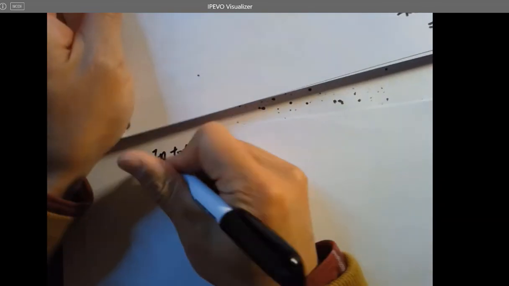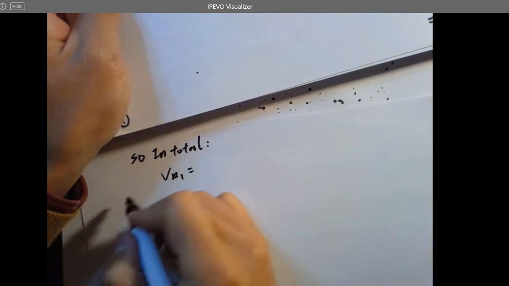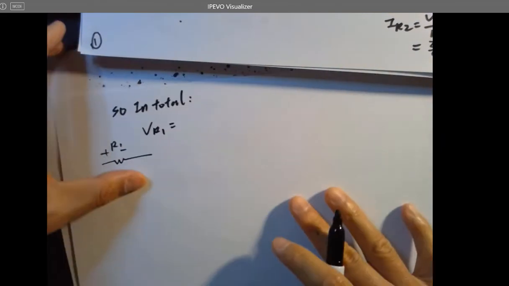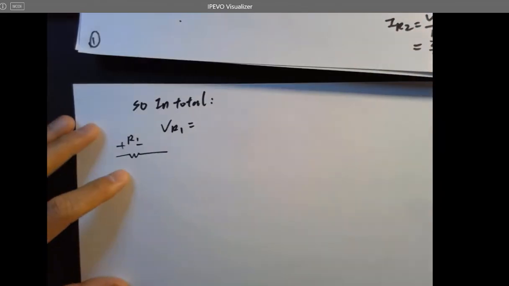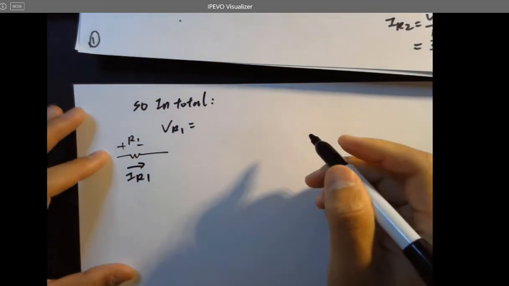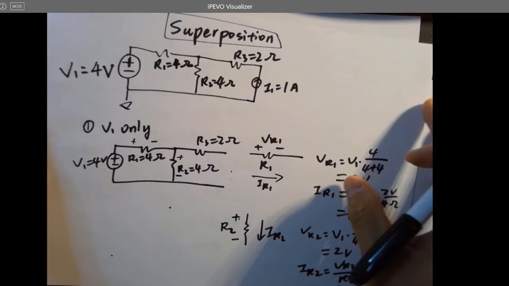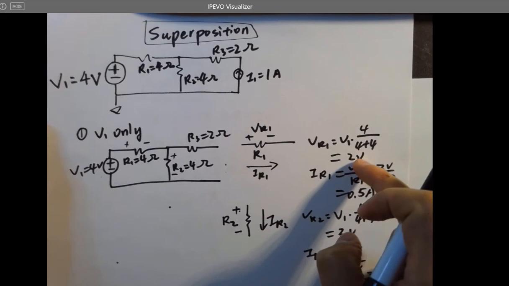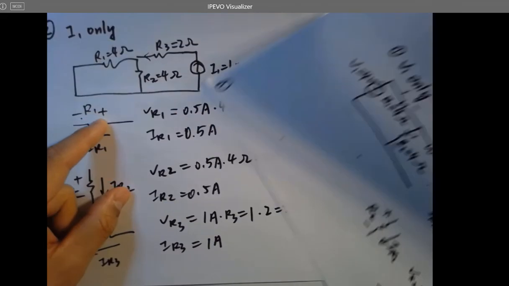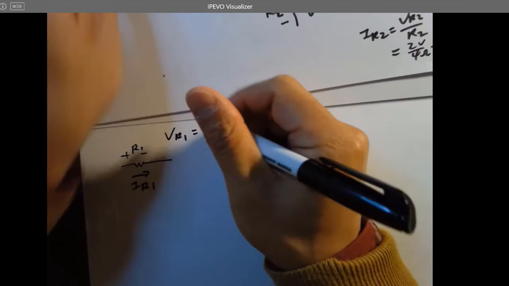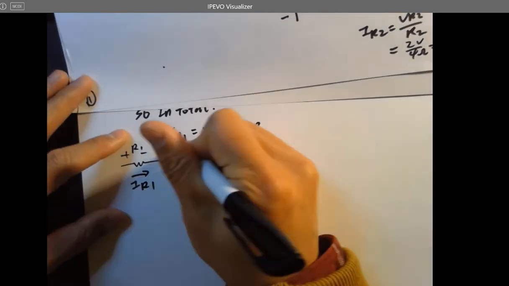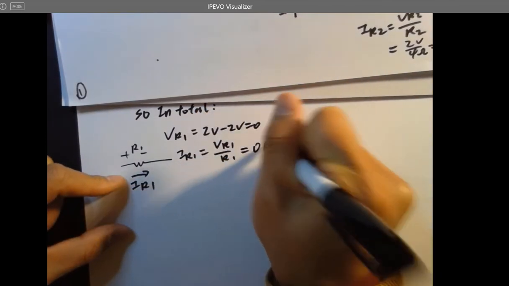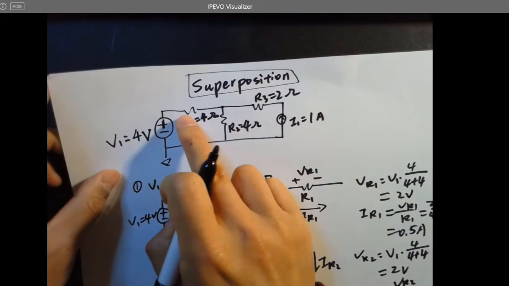The overall VR1, if we define plus minus R1 like this, is the overall directional polarity of R1 in the original circuit. And this is IR1's overall current direction. So you need to keep the VR1 from the V1's contribution as positive, and the I1's contribution as negative because it has an opposite polarity, right? So it's going to be 2 volts minus 2 volts, which is 0 volts. In that case, IR1 overall will be VR1 over R1, which is 0 amp. So there's nothing flowing through R1.